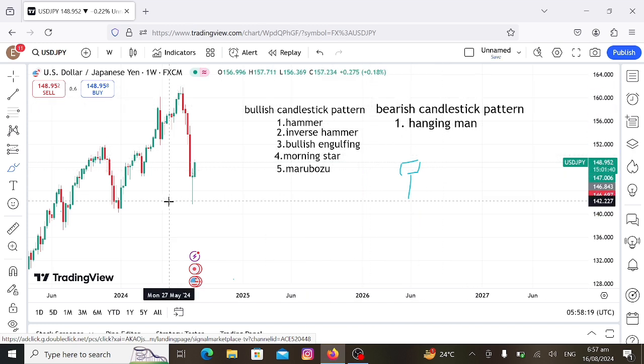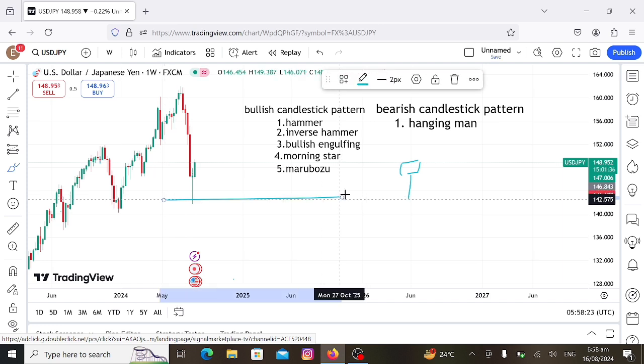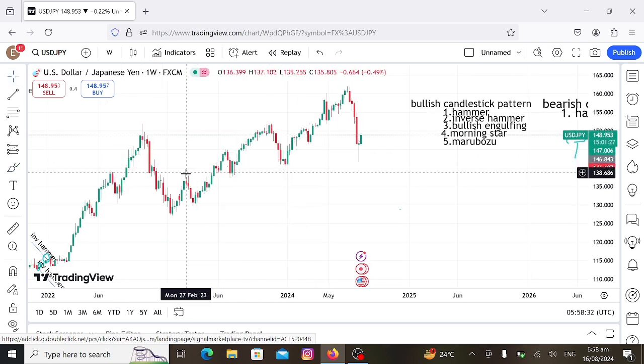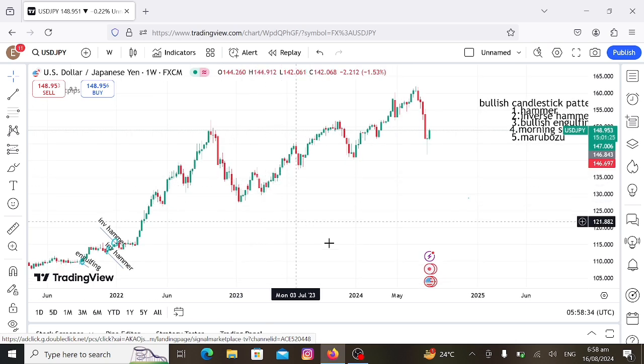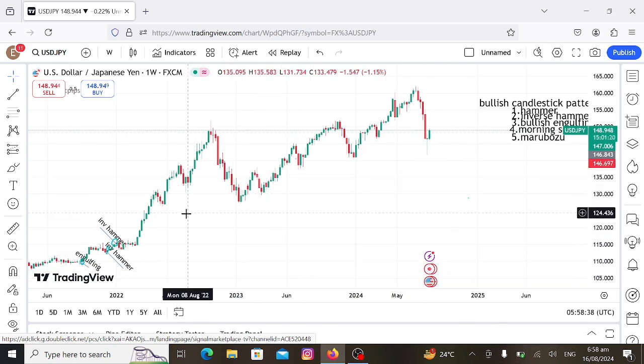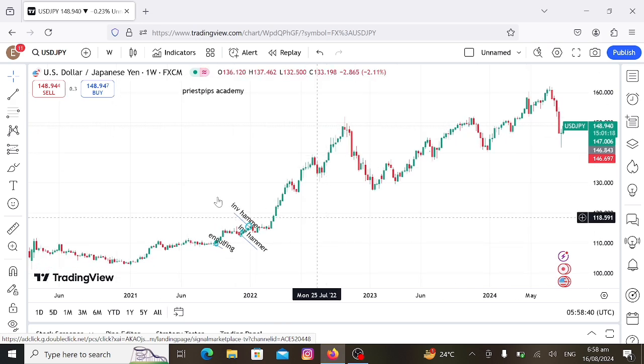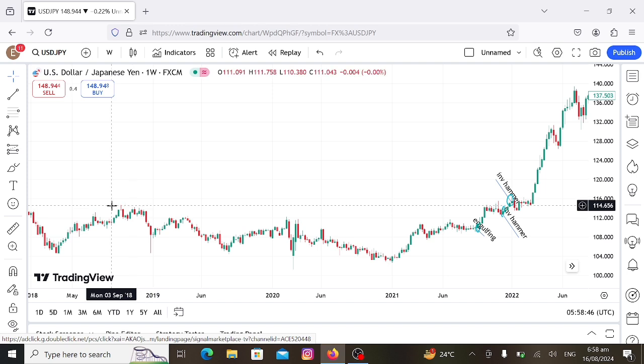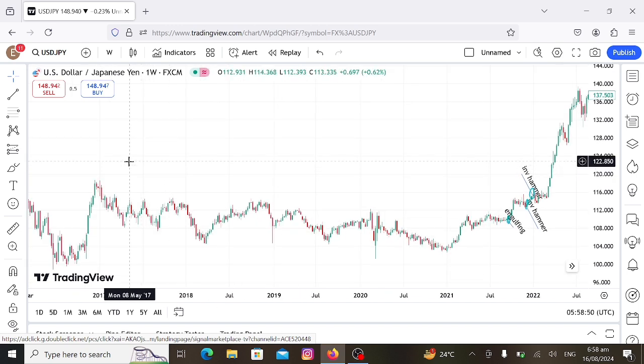So basically, if you're in the group, I've dropped a sample picture on the group of how a hanging man looks like. Let me just spot this before I end this class, to continue where we stop. Hanging man.